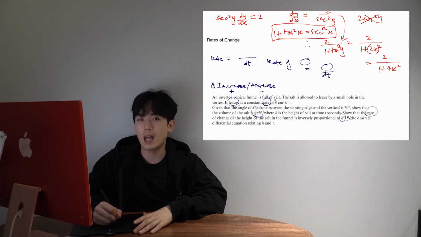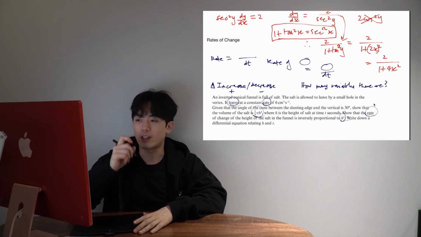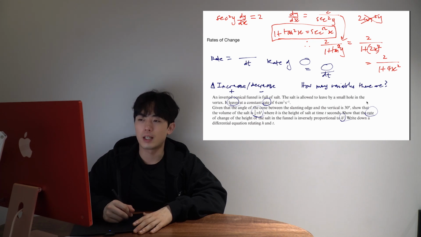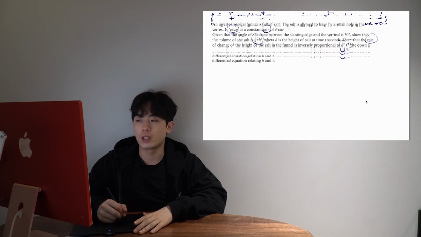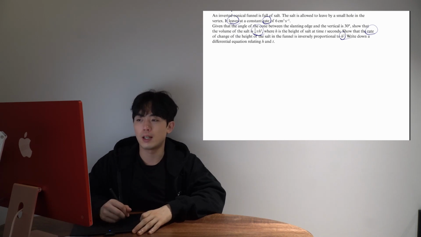And the last one, it's not in every question, but the last one to also note is how many variables there are. Okay, so we will show this using this question here. Right, so let's look at this. An inverted conical funnel is full of salt. The salt is allowed to leave by a small hole in the vertex. It leaves at a constant rate of 6 centimeters cubed per second.